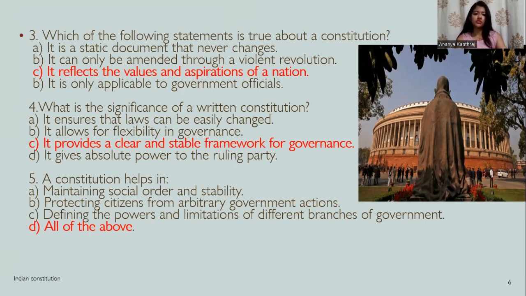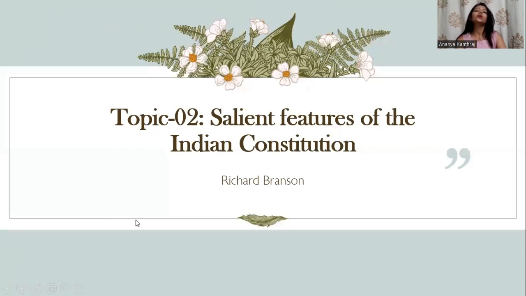So next is question number 5, which says, a constitution helps in which of the following options? Option A, maintaining social order and stability. Option B, protecting citizens from arbitrary government actions. Option C, defining the powers and limitations of different branches of the government. So the right option is all of the above, which includes all three options. Let's move on to the next topic, which is about the salient features of the Indian Constitution.